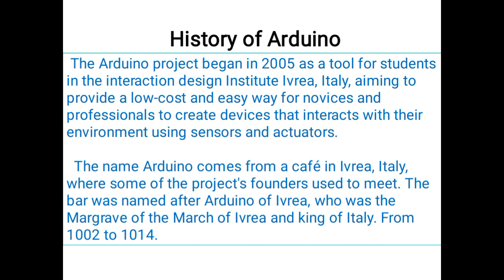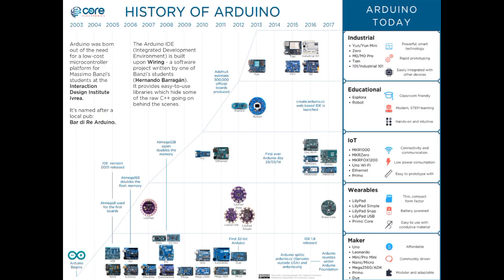Now, the name Arduino comes from a cafe in Ivrea, Italy, where some of the project's founders used to meet. The bar was named after Arduino of Ivrea, who was the Margrave of the March of Ivrea and King of Italy from 1002 to 1014. And this picture, this photo will serve as a cheat sheet for you. Using this photo, you can understand the history of Arduino from the beginning to the present now.